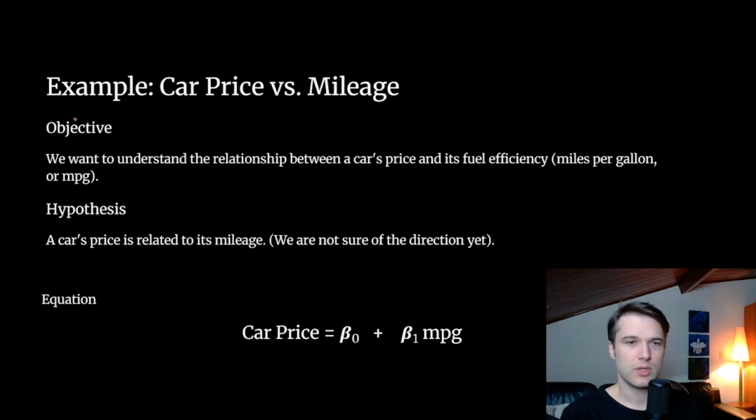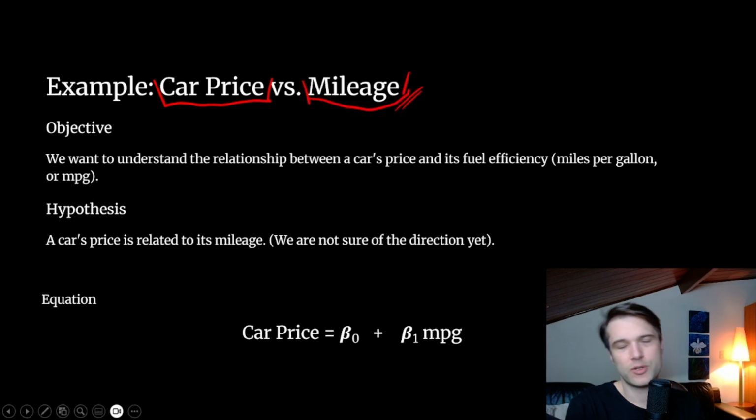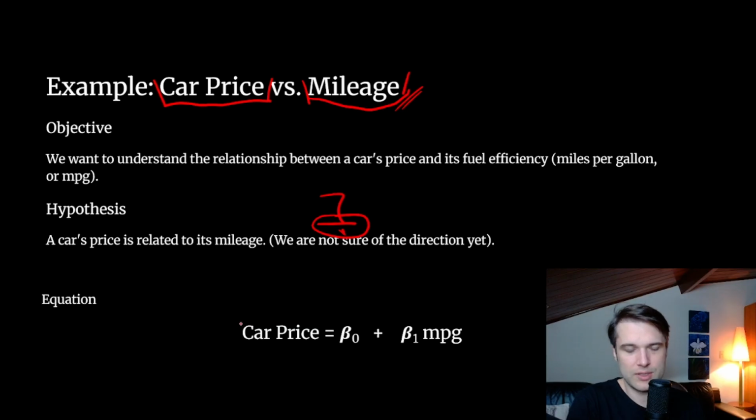So let's suppose that I want to predict the price of a new car by using as an independent variable the mileage consumption. Of course, that's not the only variable, but it's just for us to show how this logic works. So imagine that we want to understand the relationship between a car's price and its fuel efficiency, miles per gallon, or MPG. The hypothesis is that a car price is related to its mileage. And the equation is quite simple.